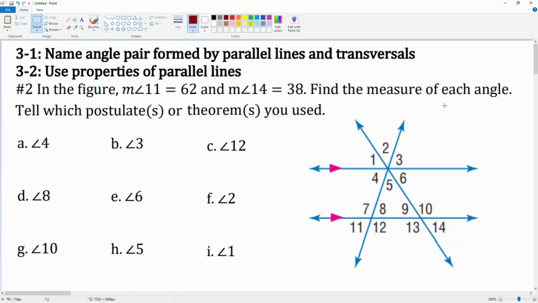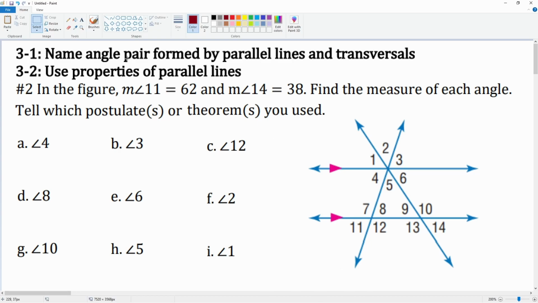This is a combination of 3-1 and 3-2. So number 2 asks us, in this figure, we know that the measurement of angle 11 is 62 degrees and the measurement of angle 14 is 38. You want to find the measure of the angles in this question. So they tell you the different angles and using what postulate.